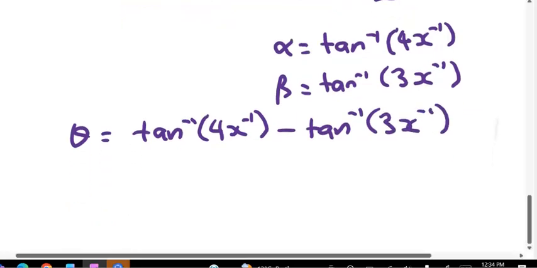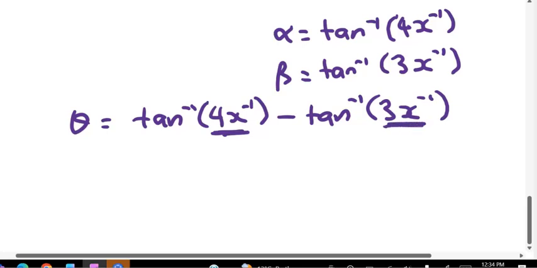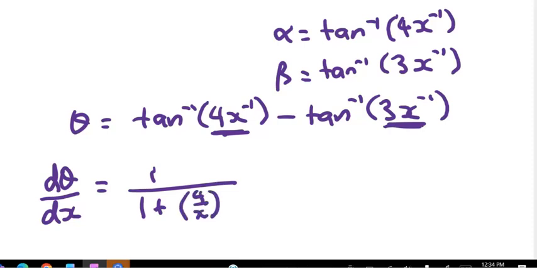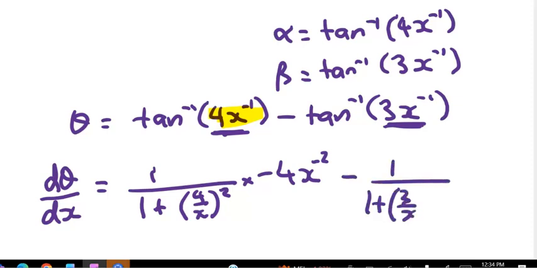We've just learned how to differentiate tan inverse, but some of you completely forgot how to do the chain rule. Definitely something you need to know for both level 3 and scholarship. So now d theta by dx is going to be 1 over 1 plus the inside function squared times the derivative of the inside function, which is negative 4x to the negative 2, minus 1 over 1 plus 3 over x squared times negative 3x to the negative 2. Note in both cases I'm doing a straightforward achieved-level chain rule, and I'm using my hint to get the derivative of tan inverse of x.